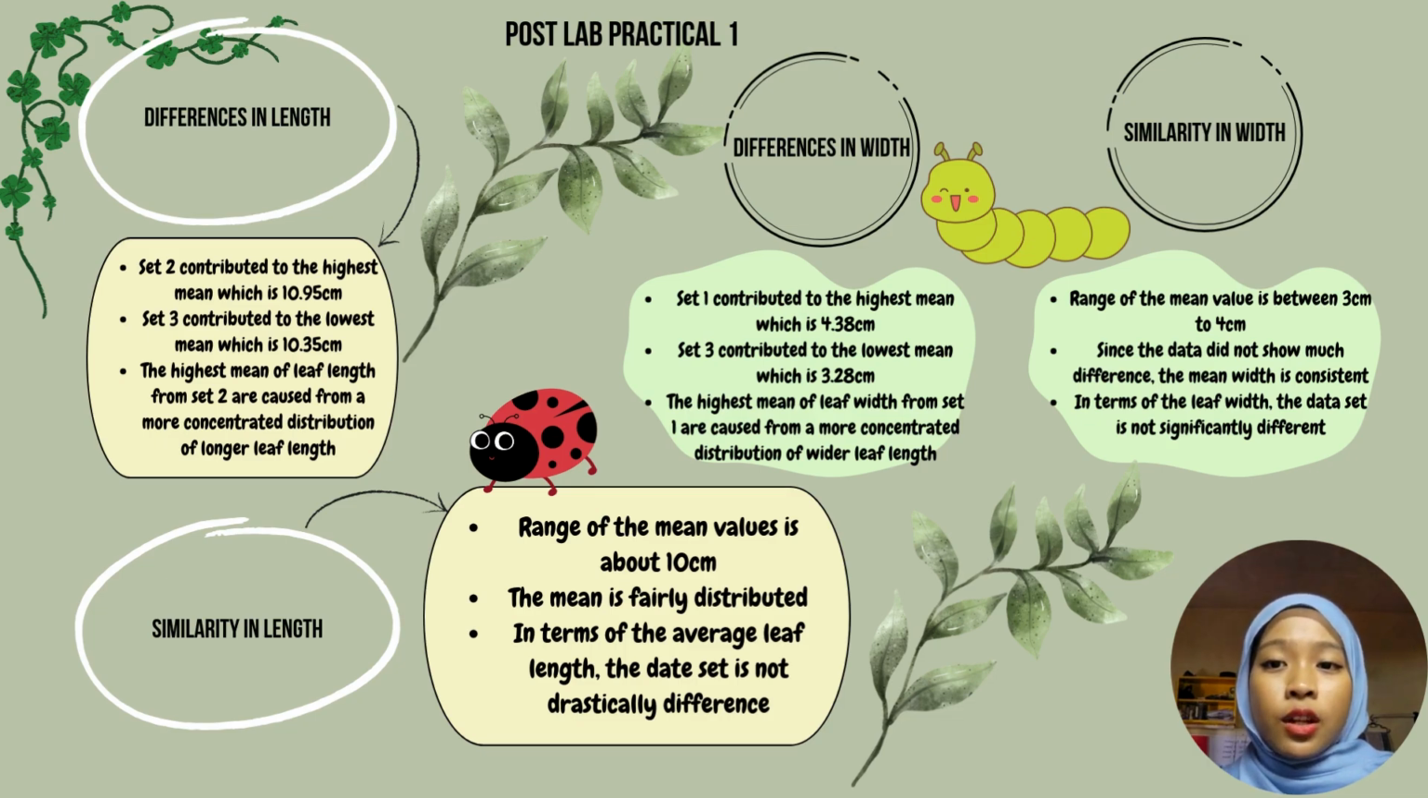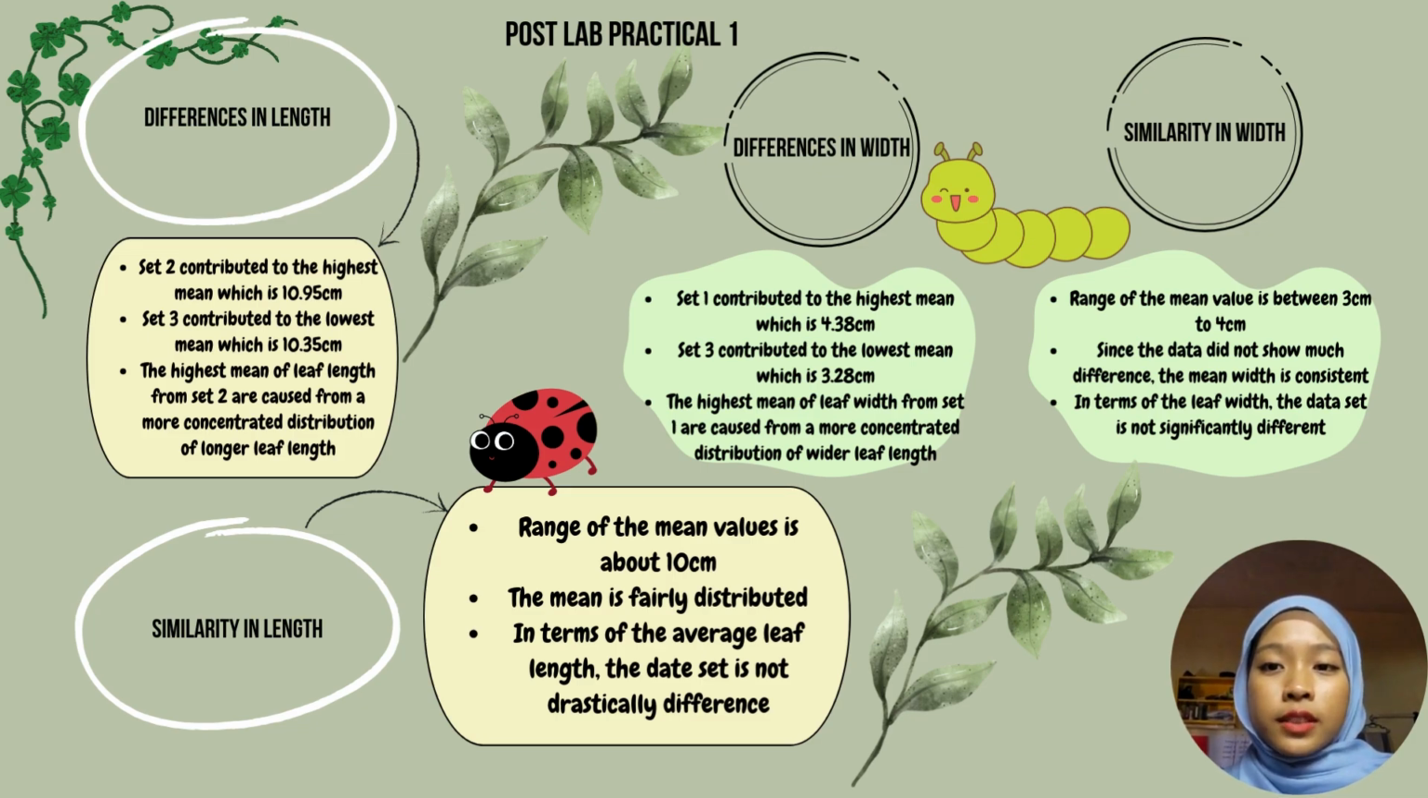So the difference of length between different sets is the highest mean is from set 2 and the lowest mean is from set 3. The highest mean of leaf length from set 2 results from a more concentrated distribution of longer leaf length. The similarity is the range of the mean values is about 10 cm. This means that the mean value is somewhat fairly distributed among them.